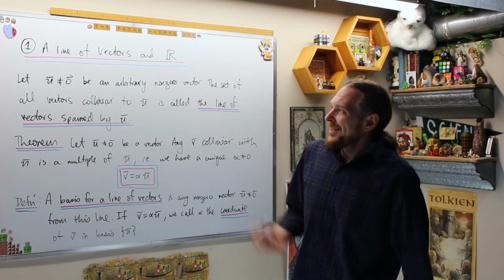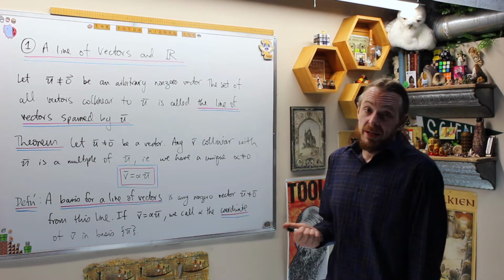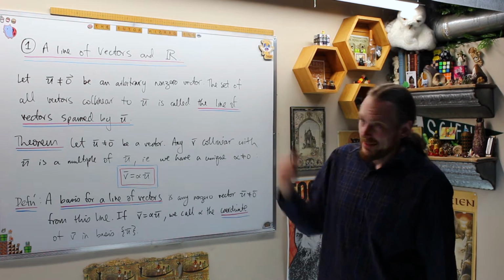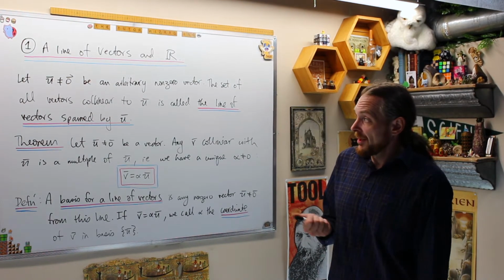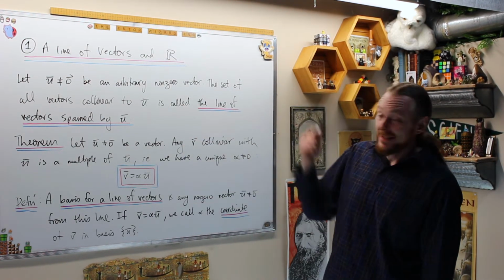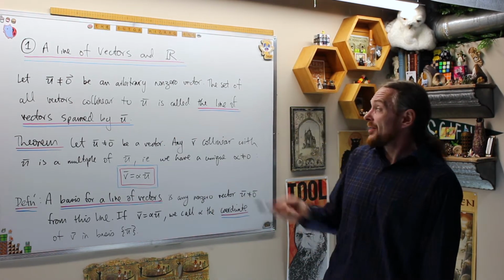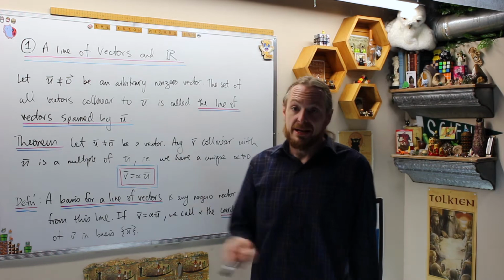All right, so we'll start with a line of vectors and the set of all real numbers. We're trying to create a one-to-one correspondence between the line of vectors and the real numbers. Let u be an arbitrary non-zero vector, then the set of all vectors collinear to u is called the line of vectors spanned by u.